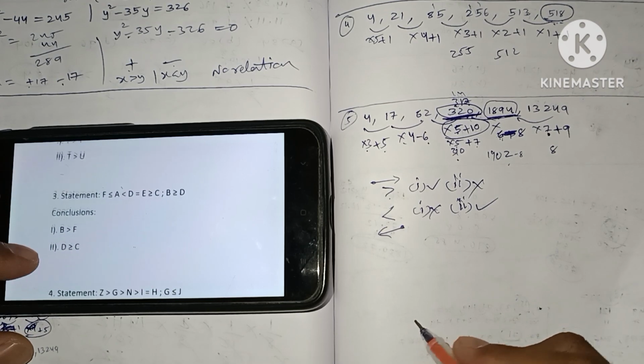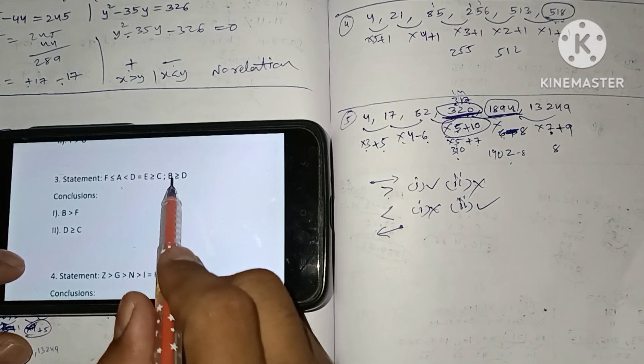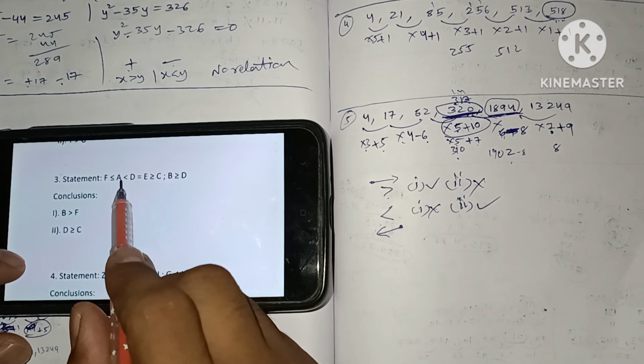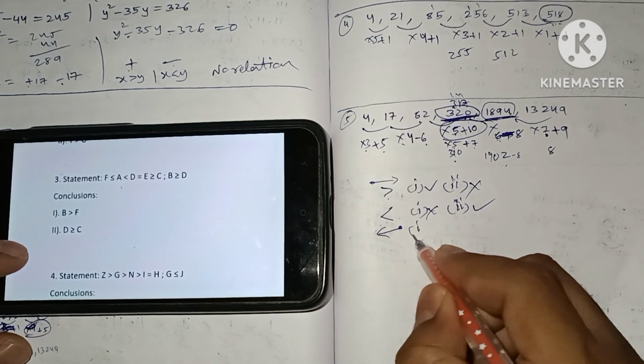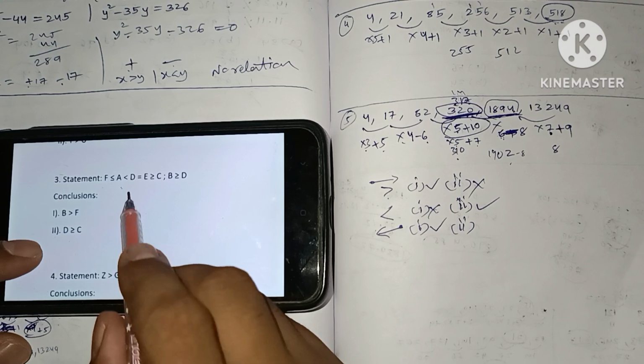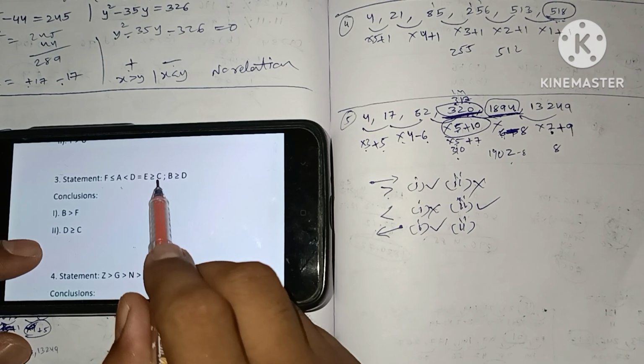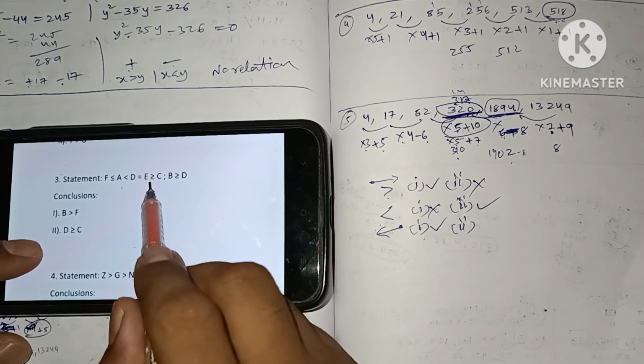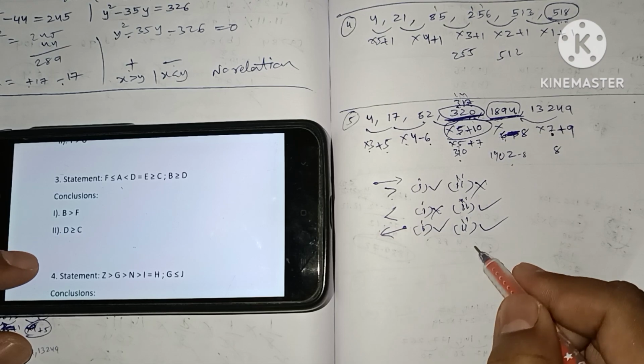Next, third question, the flow from B to F. From B we can reach to D. From D we can reach to F. First one is true. Second one, the flow from D to C with everywhere equals to. From D to C it is going, and with everywhere equal to is also possible. So second conclusion is also true.